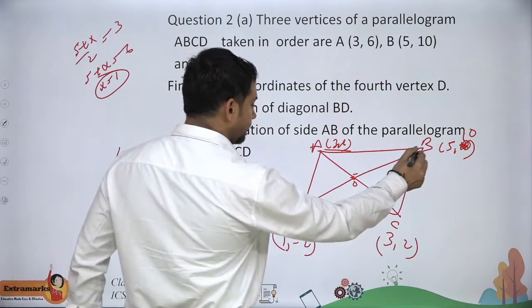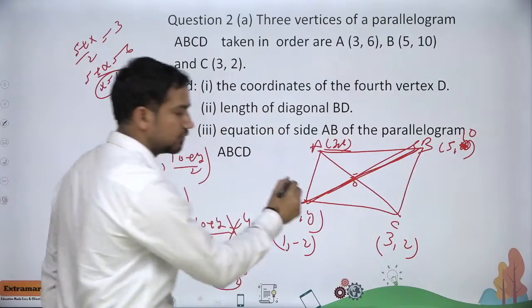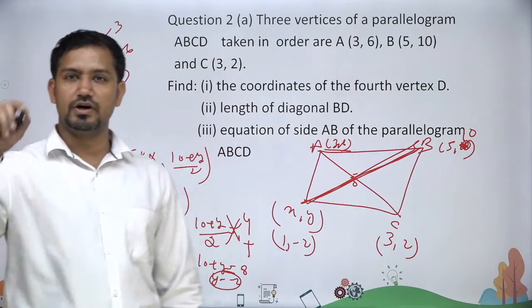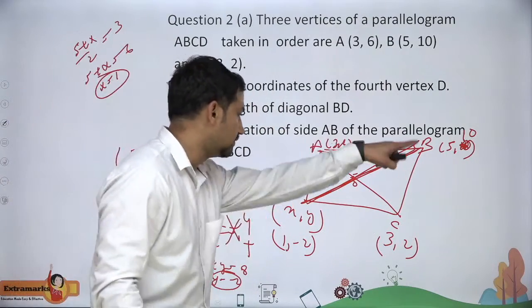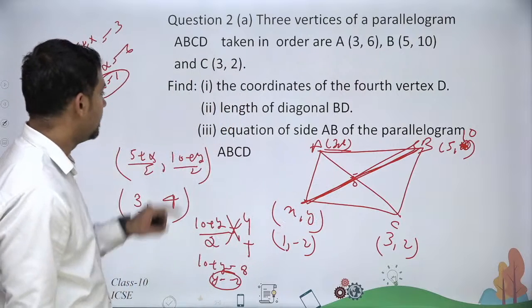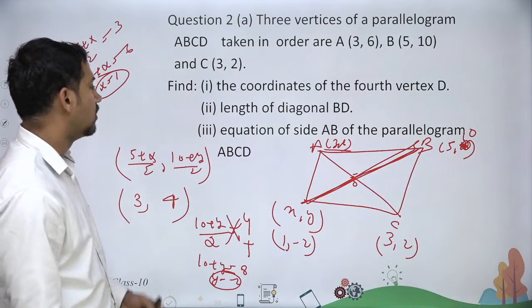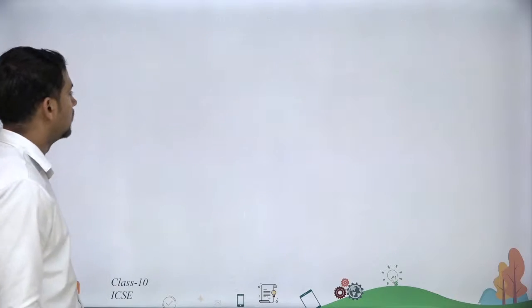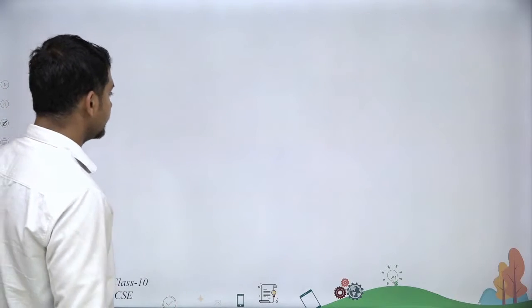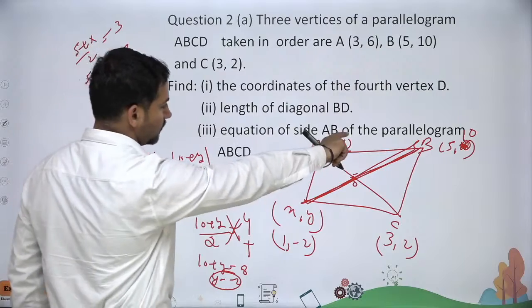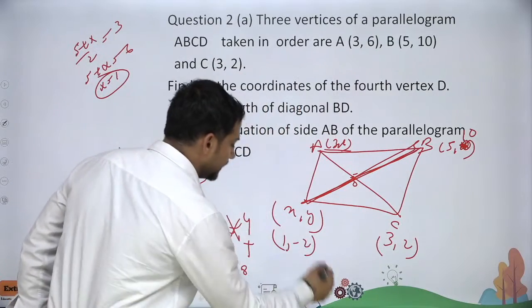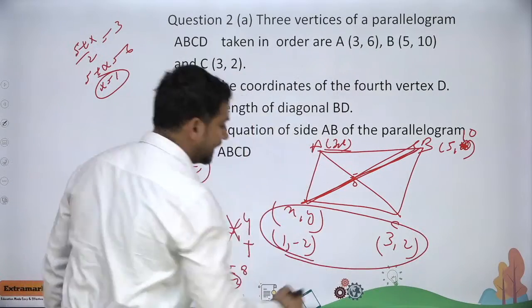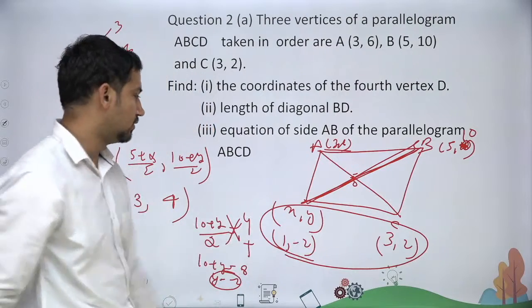Then what is the length of BD? By using the distance formula we have to find the BD length. Now after that, the equation of the side AB of the parallelogram ABCD. We have to find the equation of the line. For this, first of all we find this point, and what is that?